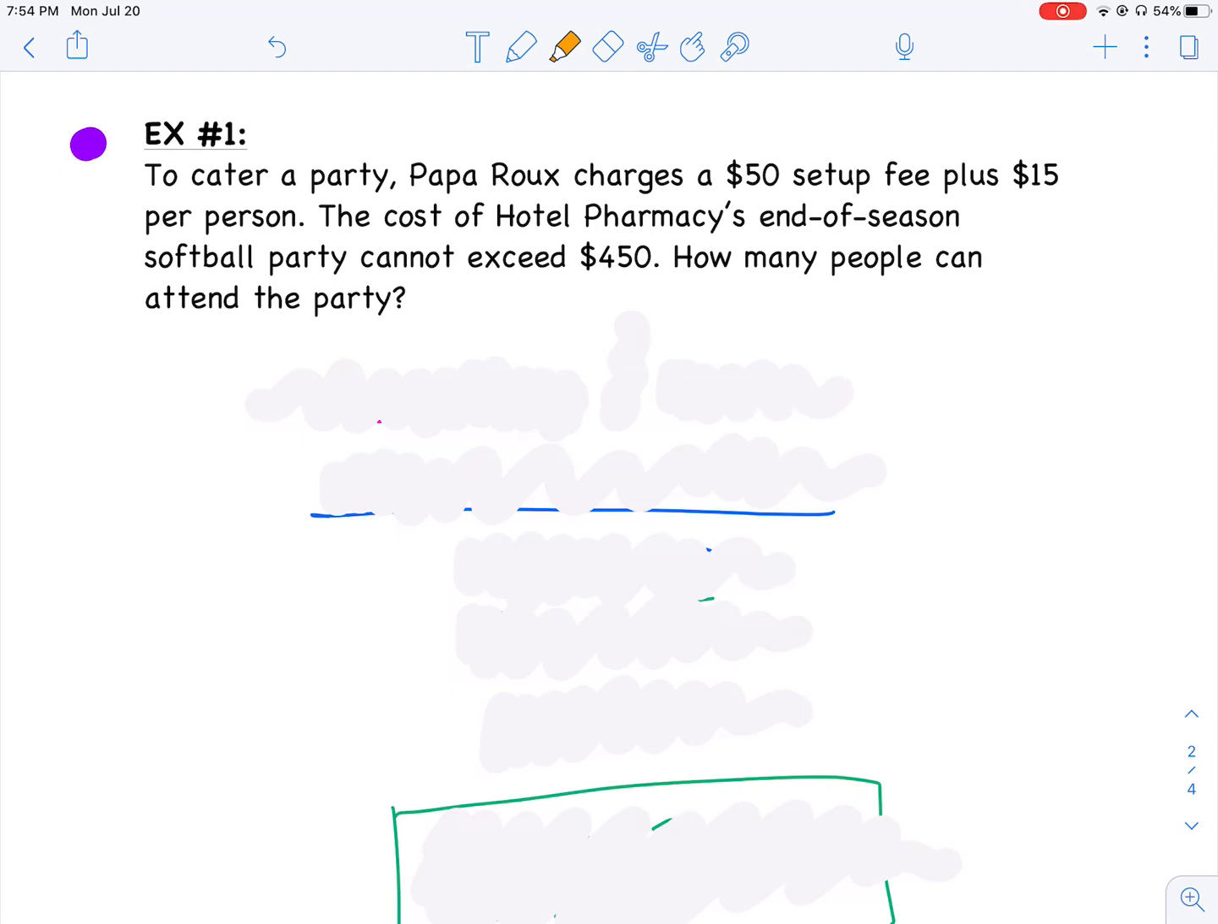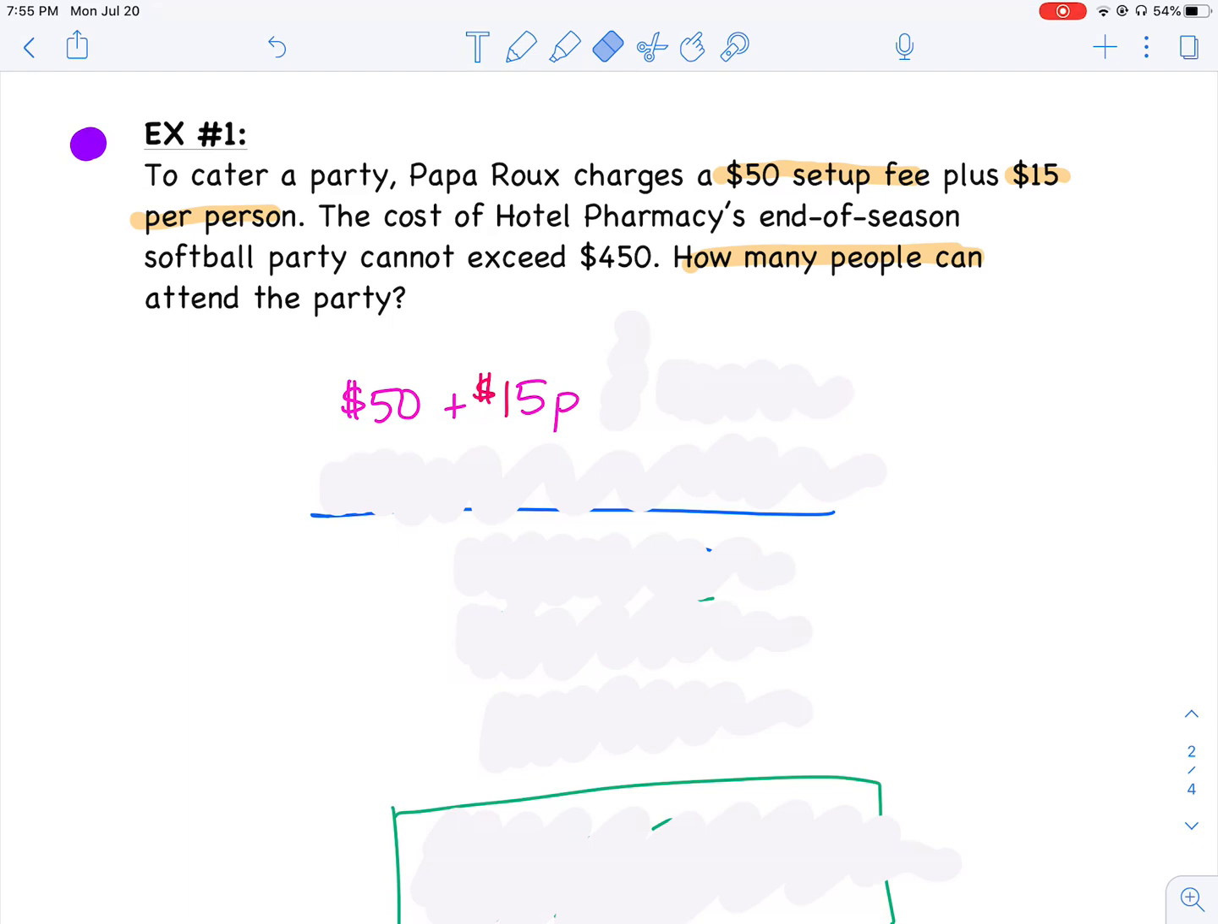All right, let's read that again carefully. I noticed that there was a $50 setup fee plus $15 per person. And we don't know how many people, that's what we're trying to find. So you could use P for person if you wanted to, or X for person if you wanted to. Let's go ahead and start making an equation here, or an inequality. $50 plus $15 per person. So I can say 50 plus $15 per person, per P, right?